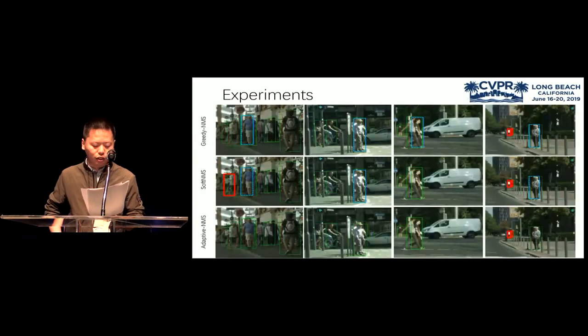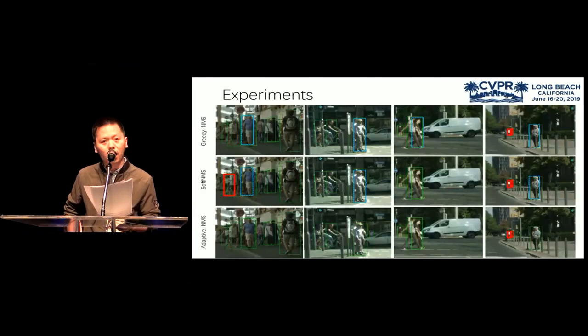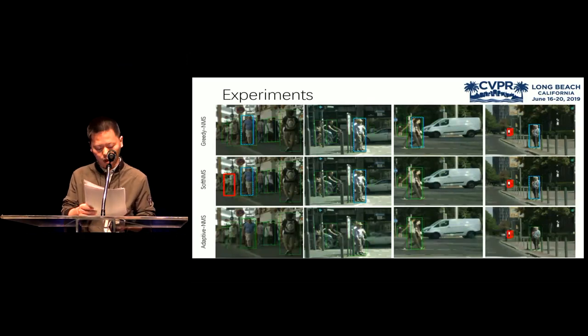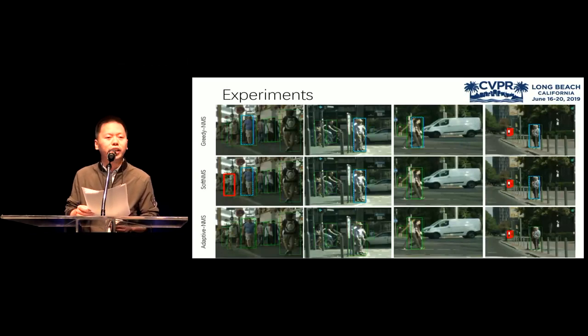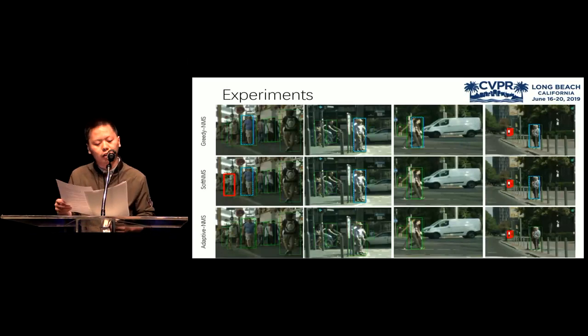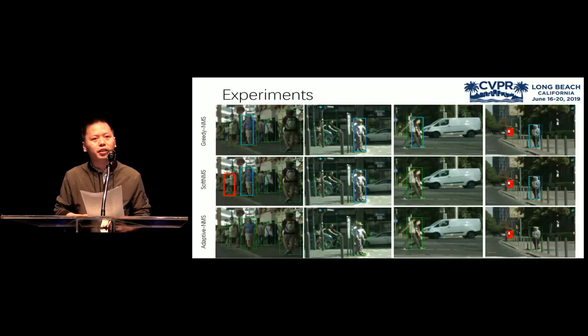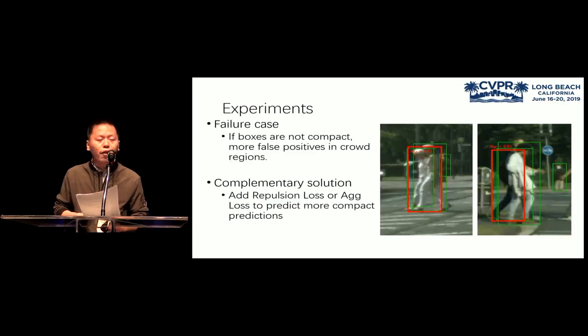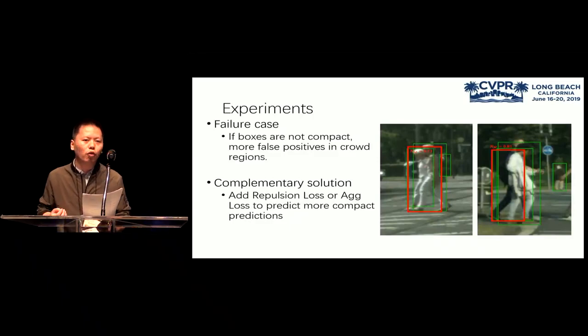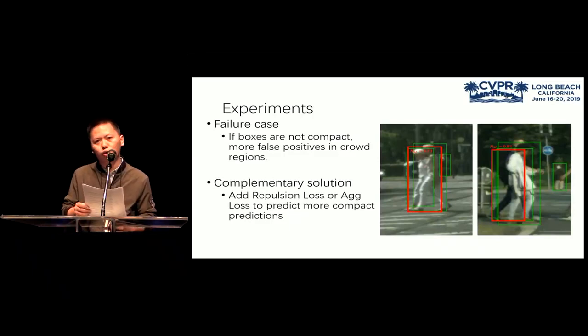For visual results, we use blue boxes to denote missing results and red boxes for false positives. When two people are very close to each other, for example, in the second column, both greedy and soft NMS miss the man in the front, because he is highly overlapped with the man behind him. But adaptive NMS can preserve the result. We also find some failure cases: if boxes are not compact, adaptive NMS also brings more false positives with the high threshold in crowd regions. The complementary solution for these cases is to add repulsion loss or AGG loss to produce more compact boxes.